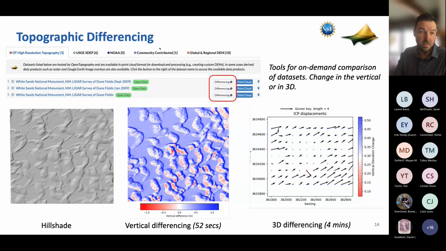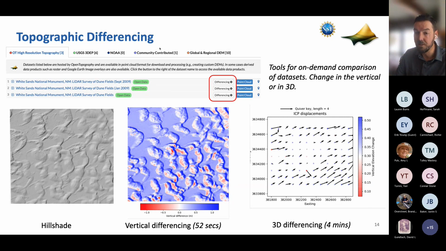I mentioned the topographic differencing, and I have this one slide on it. This is a more advanced set of tools, but as we get to the point where we have recurring collections of these kinds of high-resolution data, intercomparison is really interesting for looking at all kinds of different processes. This is an example from White Sands, New Mexico, where there are three airborne LiDAR data sets inside of OpenTopography. You can select a subset of one of them, compare it to one of its overlapping peers, and produce a map of change.